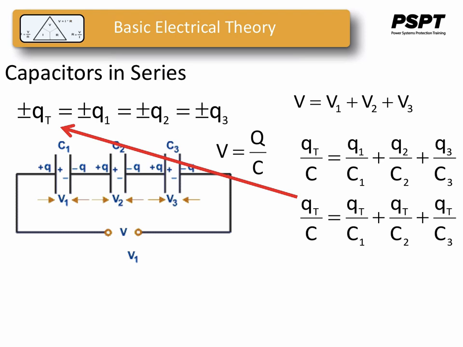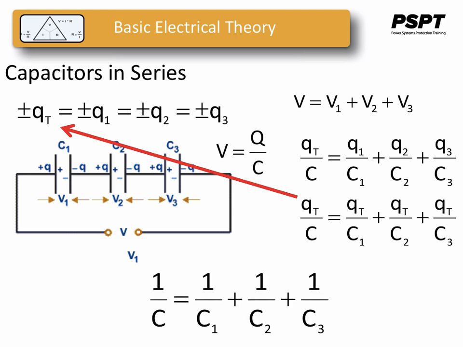Now, we know that QT for the total is the same as the individual charges on each individual capacitor. We've already gone through that logic. So we can replace Q1, Q2, Q3 with their equivalent QT. So the equation now becomes QT all over C is equal to QT over C1 plus QT all over C2 plus QT all over C3.